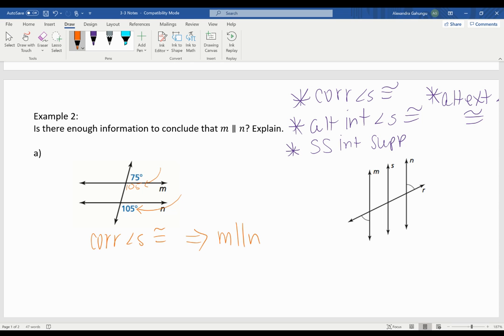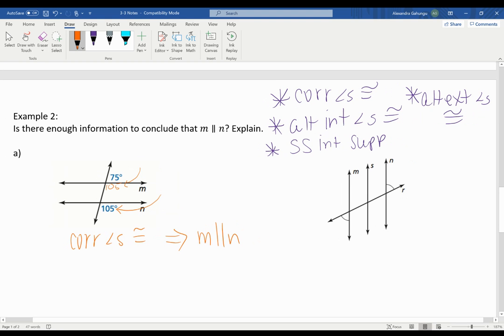So we're going to use our linear pairs and our vertical angles still. And then if we have one of our four special cases, like corresponding angles being congruent, alternate interior angles being congruent, same side interior being supplementary, and exterior angles being congruent, then I can say the lines are parallel.